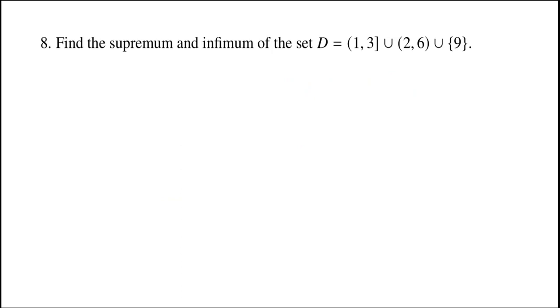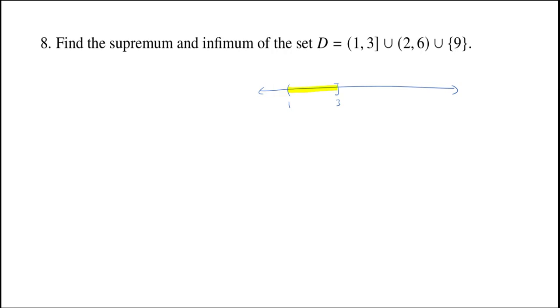In problem 8, we're asked now to use our understanding of what the supremum and infimum are to actually find the sup and inf of a specific set D. So let's maybe sketch this set D. It's a union of a couple of intervals as well as a singleton set. And that might help us here. So let's see, the first one, we go from 1 to 3. So there's 1, and let's say there's 3, and we don't include 1, but we do include 3. So we get this here.